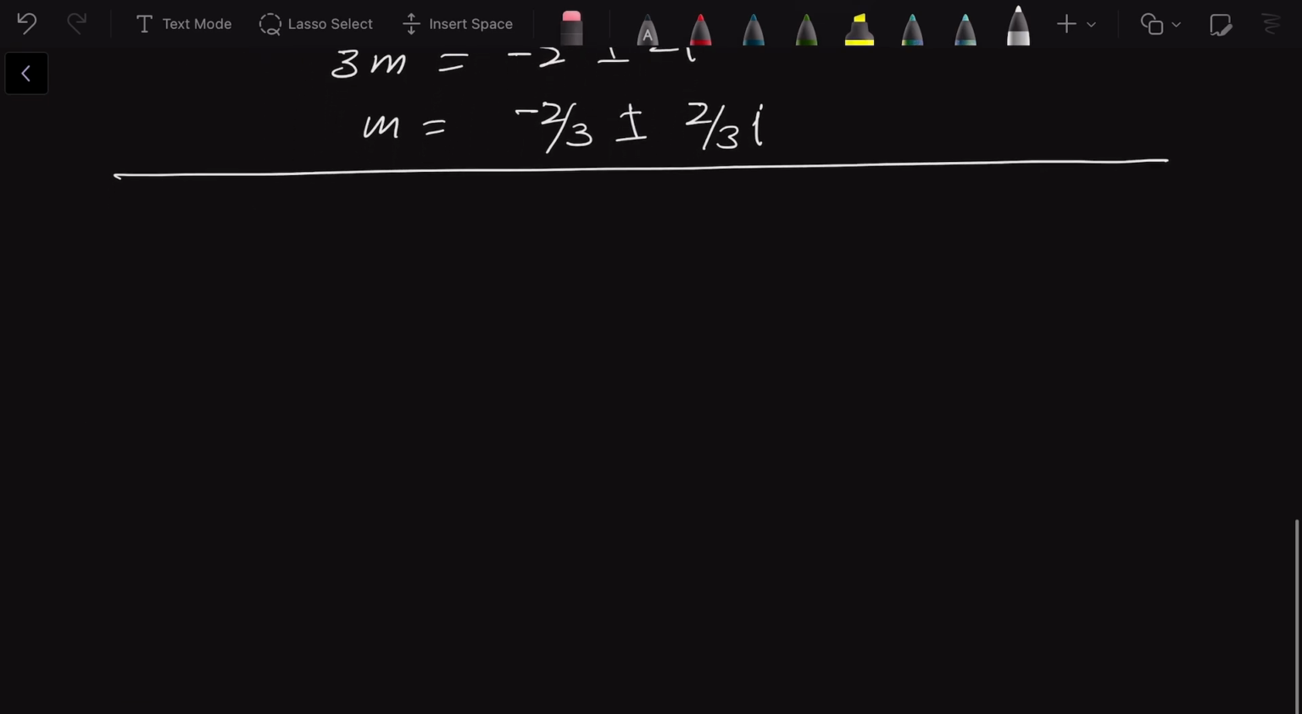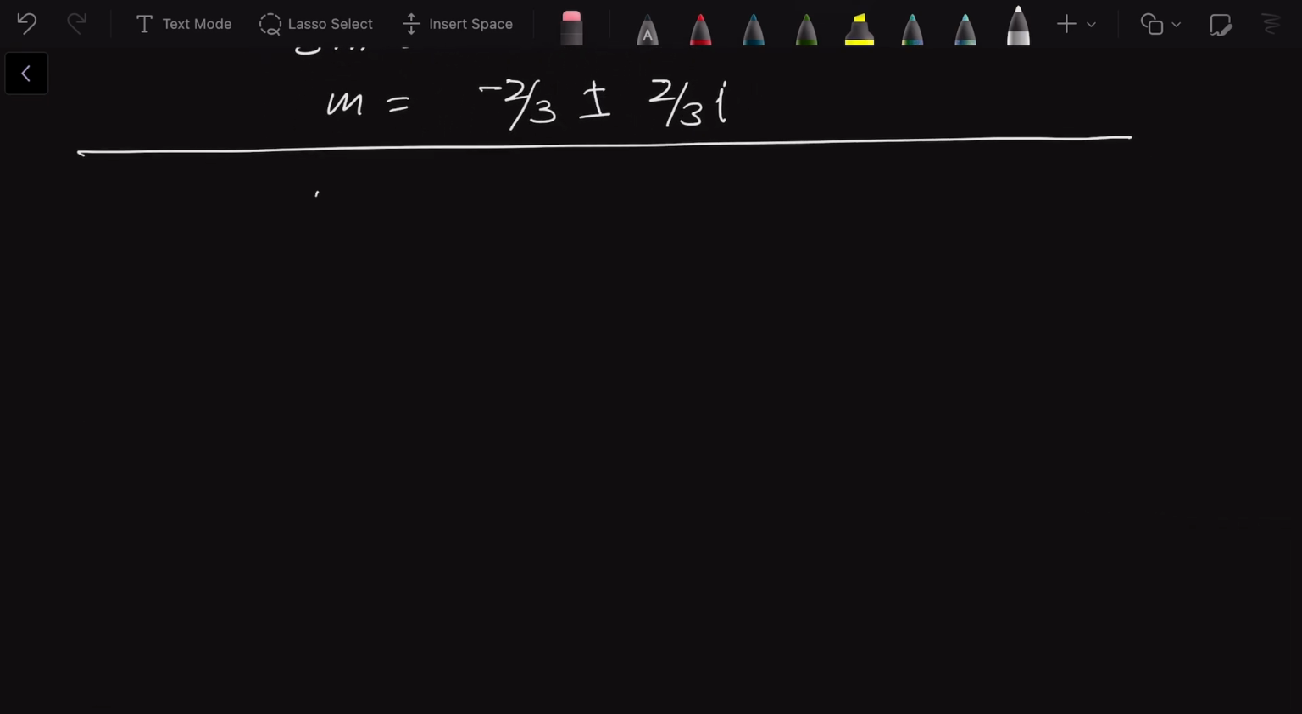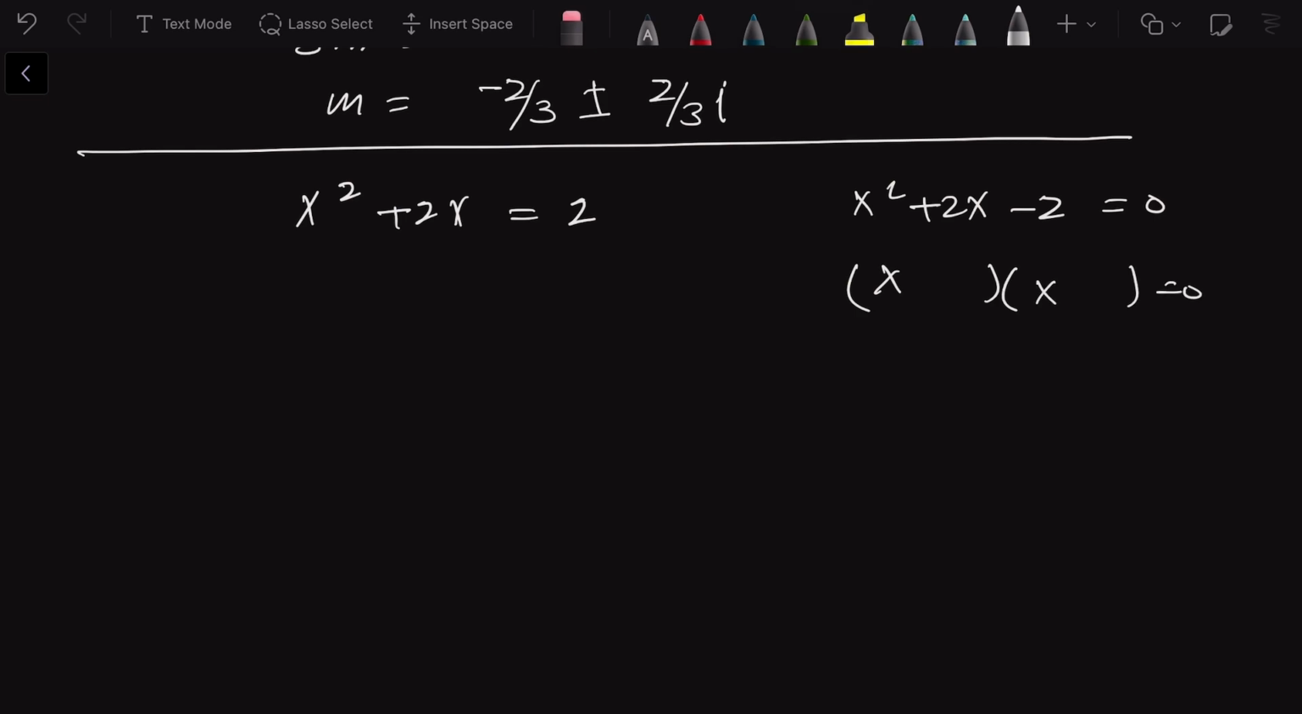Okay, let's try that one. x squared plus 2x equals 2. So if we try to factor this one, we say x squared plus 2x minus 2 equals 0. Say x times x equals 0. So we say 2, 1, plus minus. So that will be x squared minus x plus 2x minus 2. So minus x plus 2x, that's 1x, which is not the same, right? So that means it doesn't work.